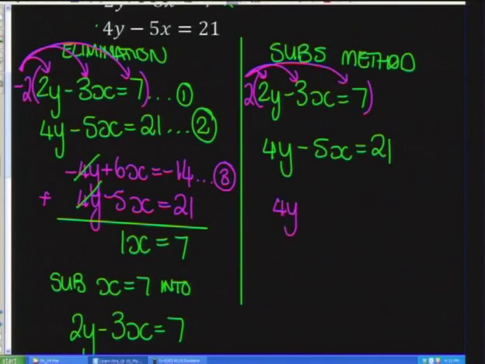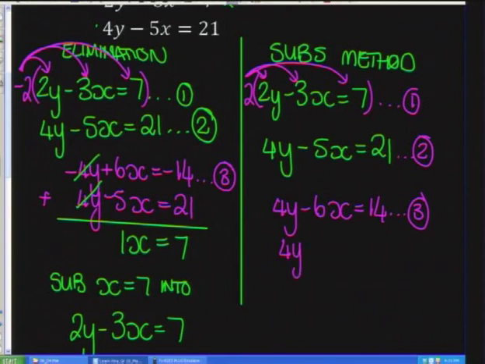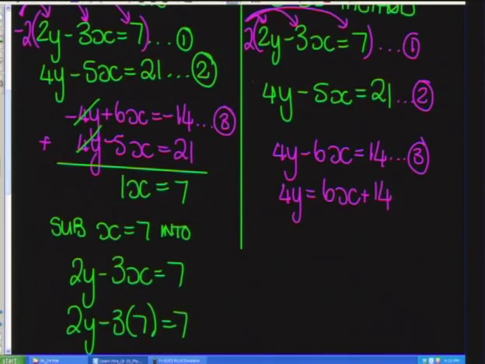So I'm going to have 4y minus 6x equals 14, and again we're going to rename that equation 3. Remember that was equation 1 and that was equation 2. In this equation, I'm going to get 4y on its own, which means I'm going to move 6x over, and I've got 6x plus 14. Now in equation 2, I'm going to do the same thing. I'm going to rearrange it so that I can get 4y on its own. So therefore I'm going to say 4y is equal to positive 5x plus 21.